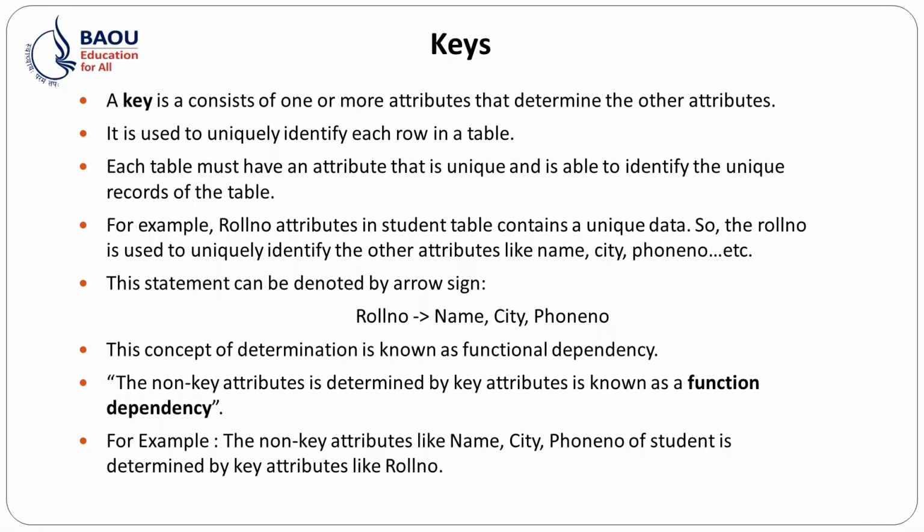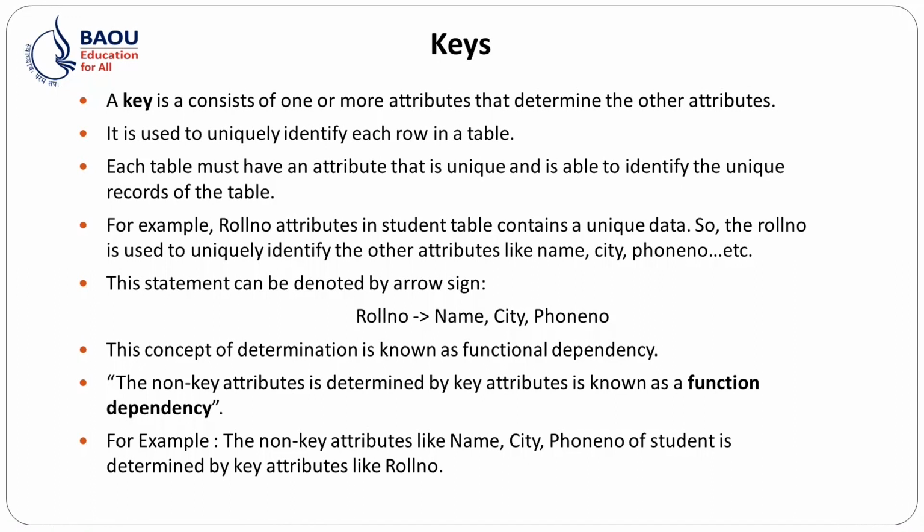For example, the roll number attribute in the student table contains unique data. So the roll number is used to uniquely identify the other attributes like name, city, phone number, etc. So the roll number is a key attribute. This statement can be denoted by the arrow sign. For example, roll number, arrow, name, city, and phone number attributes.